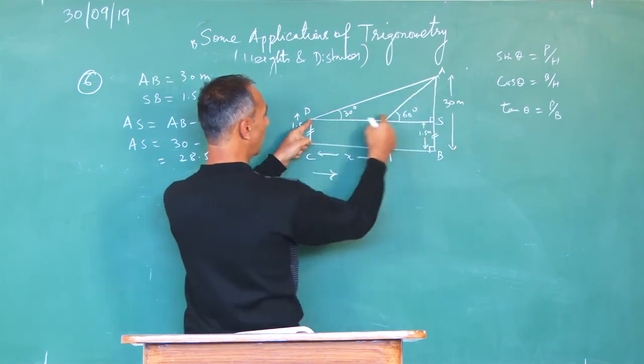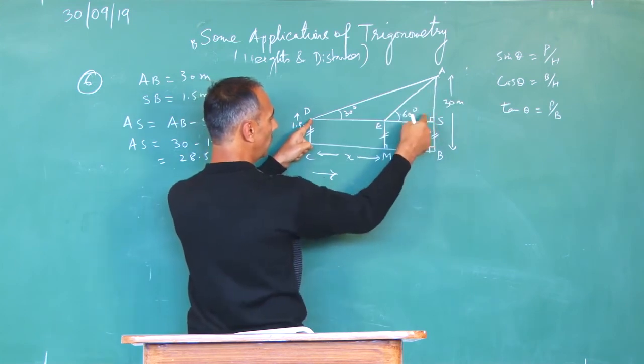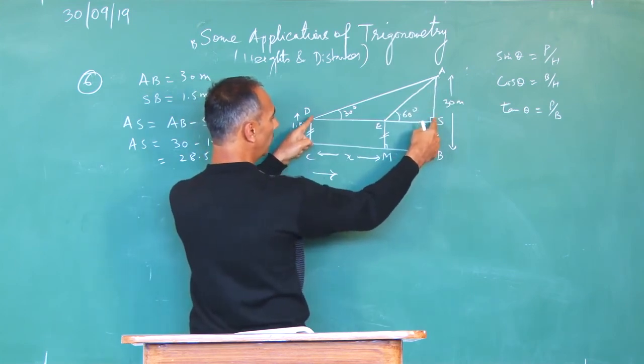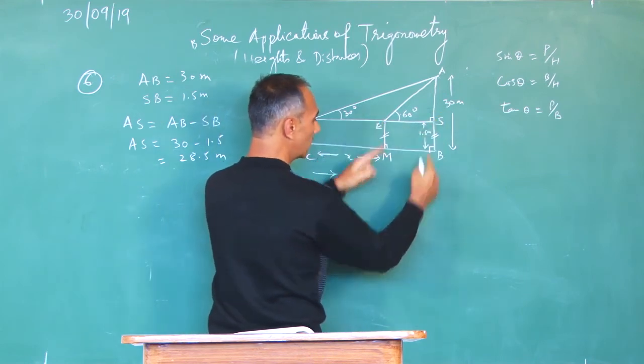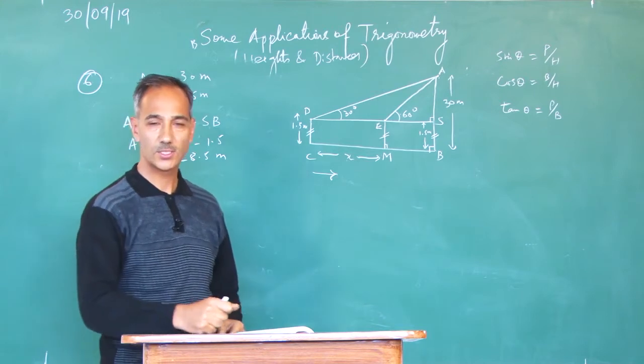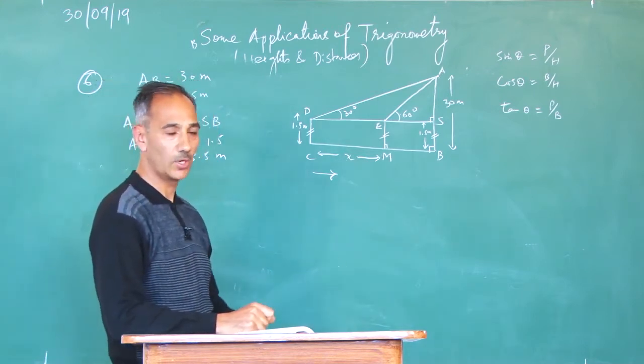If you go to the big triangle and make use of tan, you get this base. Tan is perpendicular upon base. In the big triangle, you will get this distance. In the small triangle, you will get this distance. Then subtract both the distances. That's going to give you the distance DE, the distance that the boy has walked.